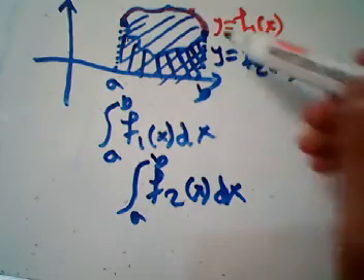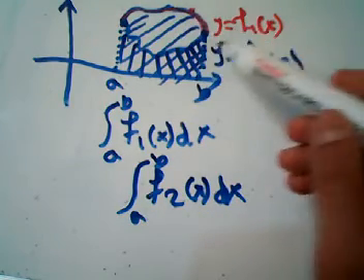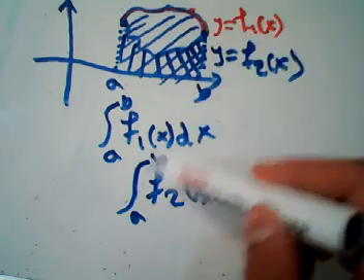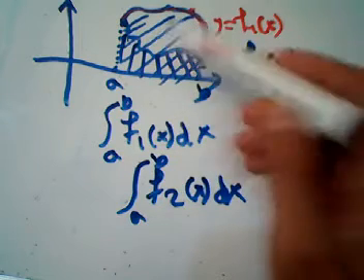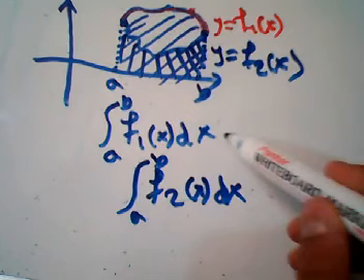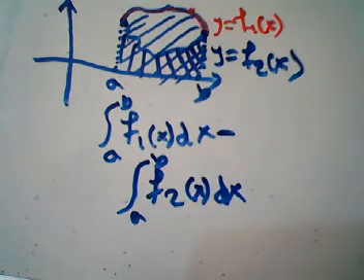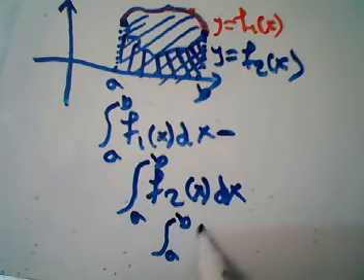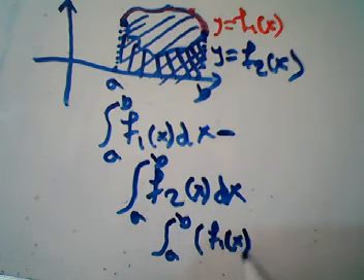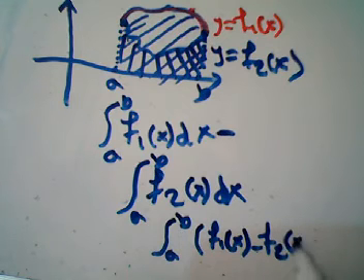Now the area of our figure is the difference between these two areas, the whole area minus this area, so that would be equal to this minus this, which itself equals the integral from a to b of f1(x) minus f2(x) dx.